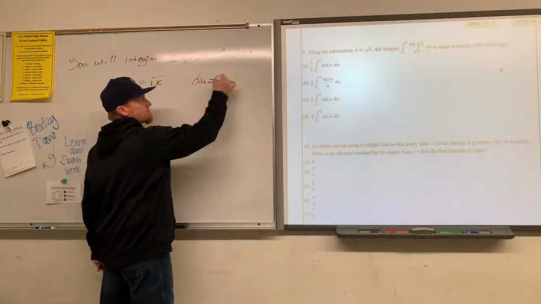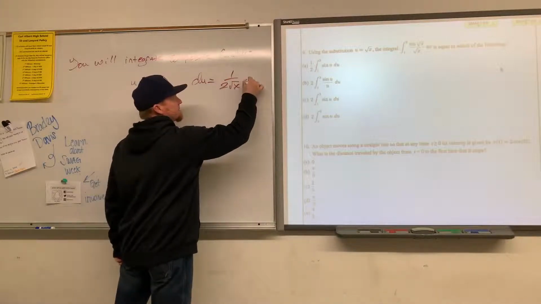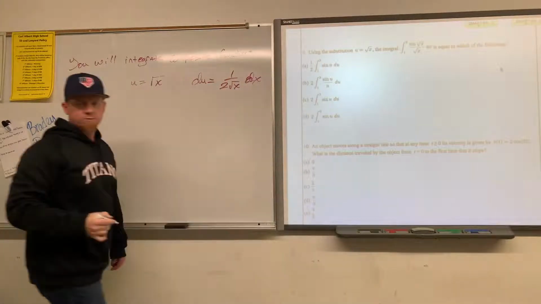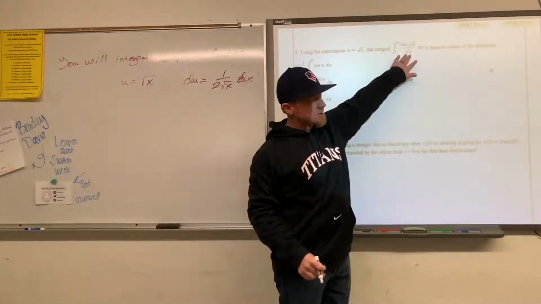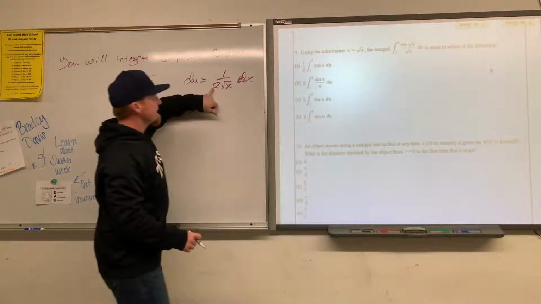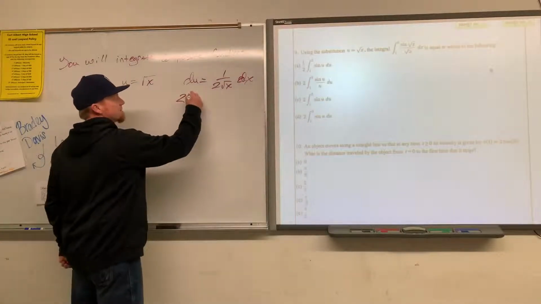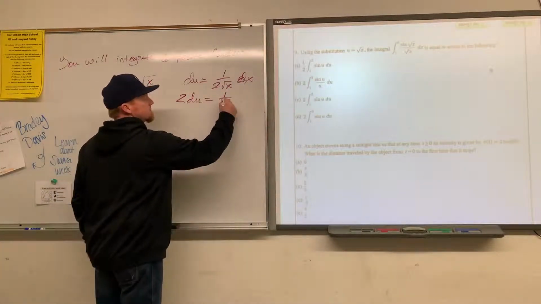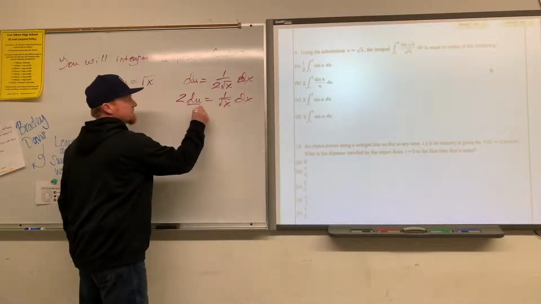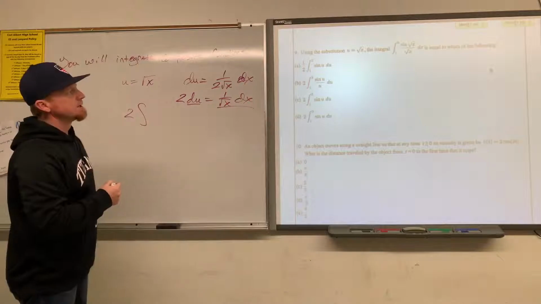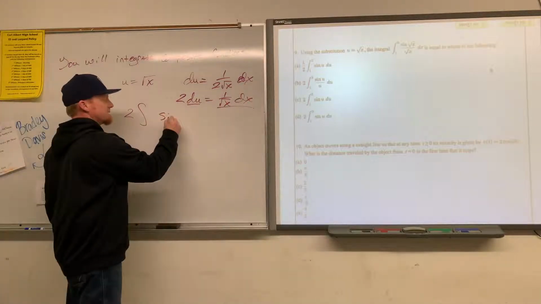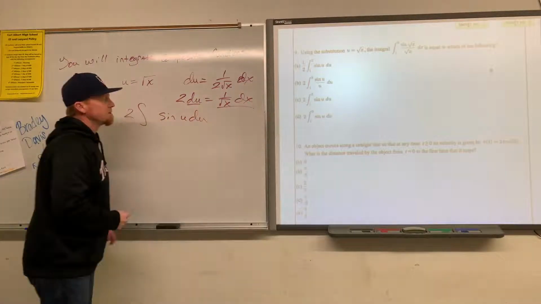Derivative of the square root of x we should be getting good at, which is 1/2 times the square root of x dx. I've got the square root of x on the bottom. I do not have the 2, so I need to move the 2 over. So these two swap out. I need to move the 2 to the front, and then we have sine of u on the inside, du.